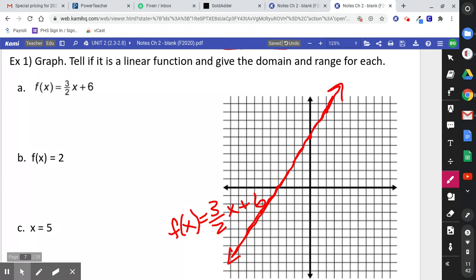So graph it. Tell if it's a linear function. Well, we talked about vertical line test yesterday. Imagine the vertical line test. Shoot some vertical lines through. And yeah, it's going to be a function.